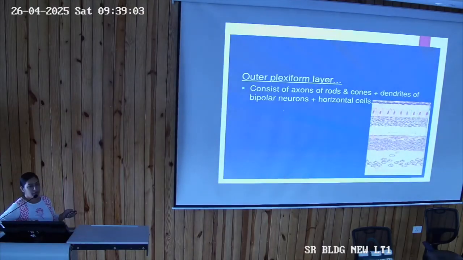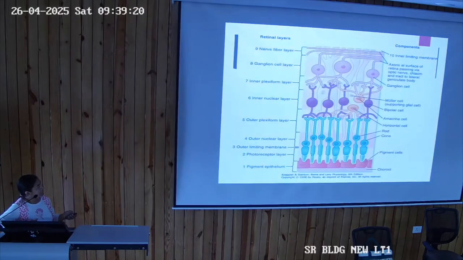Next is the plexiform layer. Plexiform is the network. So it consists of the axons of the layer that was underneath it. So it consists of the axons that are coming from the rods and cones, as well as the dendrites of the bipolar neurons. So this is the plexiform layer, which is consisting of the axons that are coming from the rods and cones, and they are also consisting of the dendrites of the horizontal cells that are coming over here.